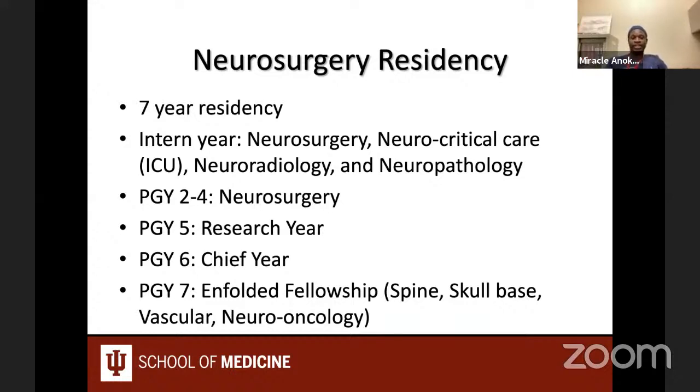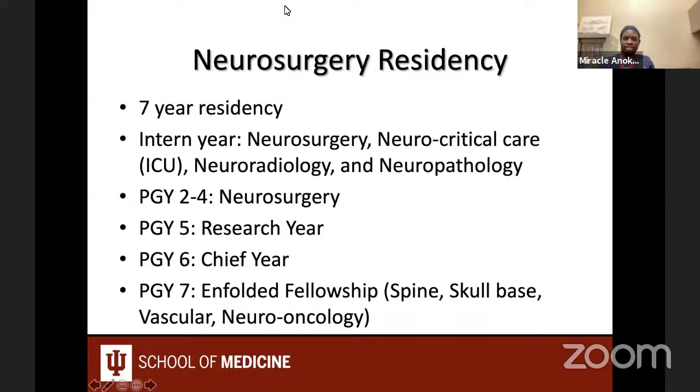Then you have your PGY6 year, which is your chief year of neurosurgery, where you are the one that runs the service and are in charge of all of the patients, and you have to focus on your surgical armamentarium at that year. And then your PGY7 year here is where you have an enfolded fellowship where you can do a fellowship in spine, skull base, vascular, neuro-oncology, and branch out into all those different subspecialties of neurosurgery.